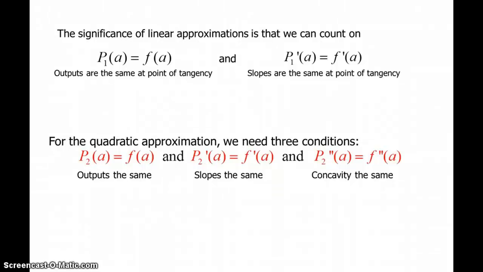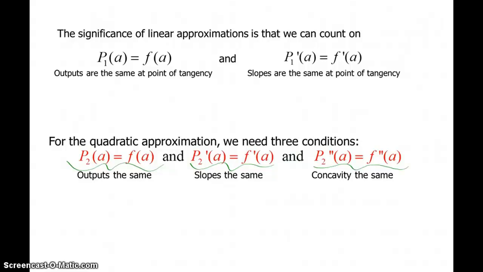So as we've said before, the significance of linear approximations is that we can count on 2 things: that the outputs of the approximating polynomial at the point of tangency equal the output of the function, and that the slope of the approximating polynomial equals the slope of the function at, and therefore very near, our point of tangency. Quadratically, we get those things in P sub 2. The outputs are the same, the slopes are the same.